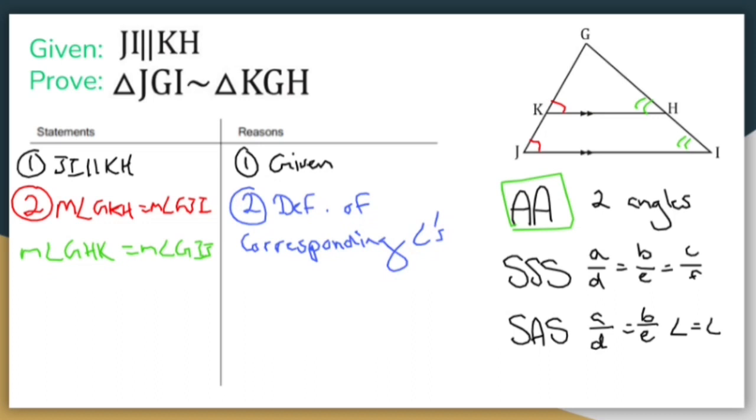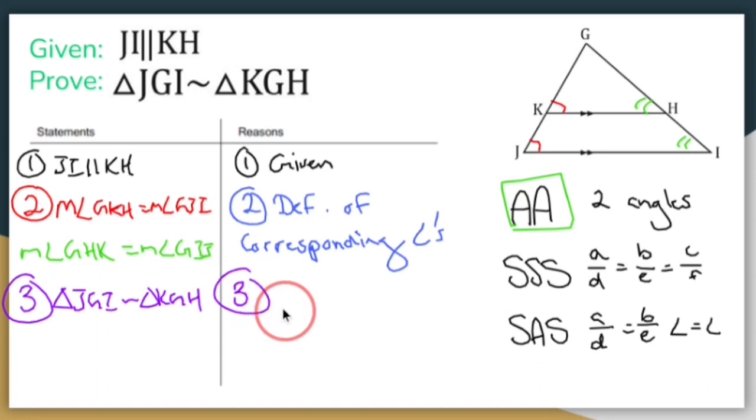Now, if you have a really mean teacher that doesn't accept AA, which is ridiculous, and they force you to do AAA, then the third angle would be G is congruent to G using the reflexive property. But like I said, we don't need that because we only need 2 angles to be the same. And so since 2 angles are the same, we have enough information to say that triangle JGI is similar to triangle KGH. And that is using the AA theorem.